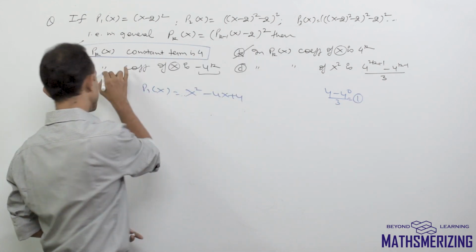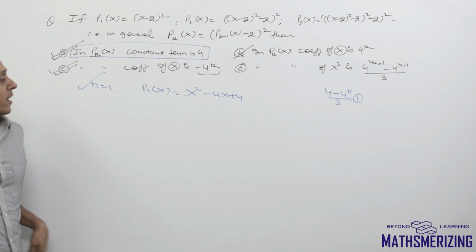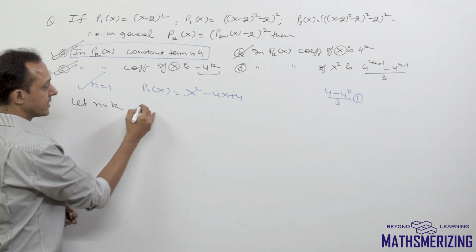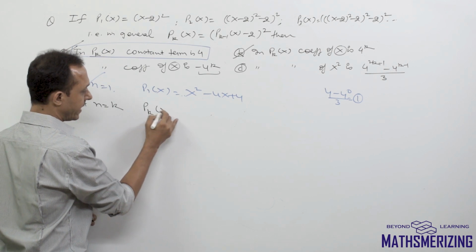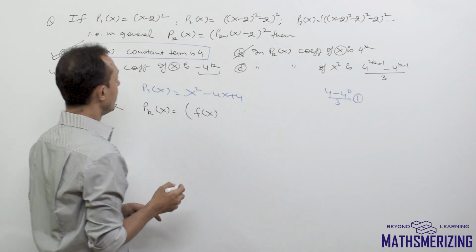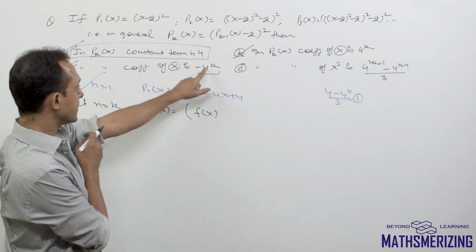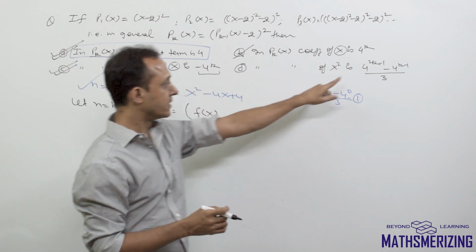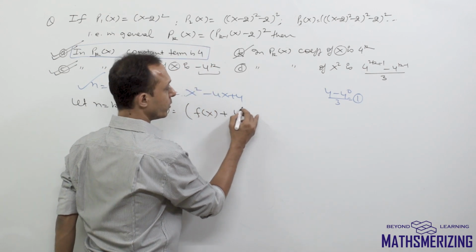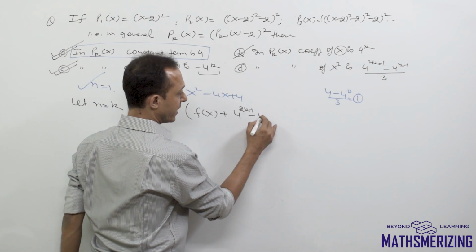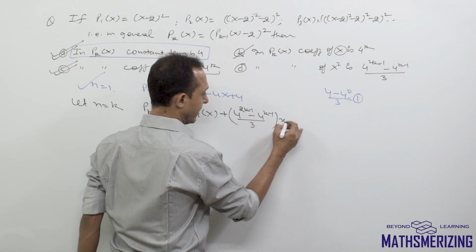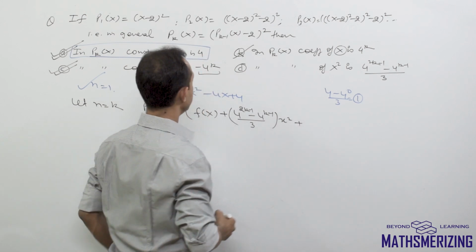So that is, it is true for n equals 1. Now I'll assume let it be true for n equals k. So that is, I'll say this p_k(x) will be some function of f(x), and then what is the coefficient of x? Coefficient of x here is minus 4^k, and this is the coefficient of x square. So I'll simply write plus (4^(2k-1) minus 4^(k-1)) upon 3 into x square, and then plus.